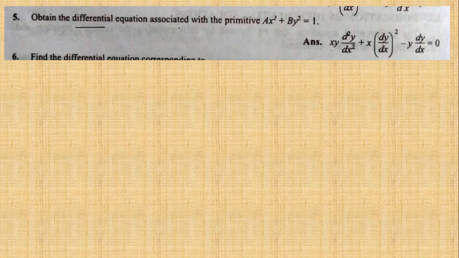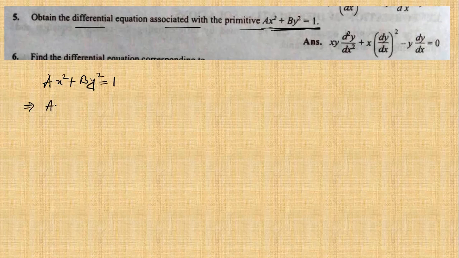Next, obtain the differential equation associated with the primitive. This is the equation we need to change into a differential equation. Here there are two variables, two constants, so we can differentiate a maximum of two times. So a x square plus b y square equals 1. So if we take a plus b y square by x square equals 1 by x square.